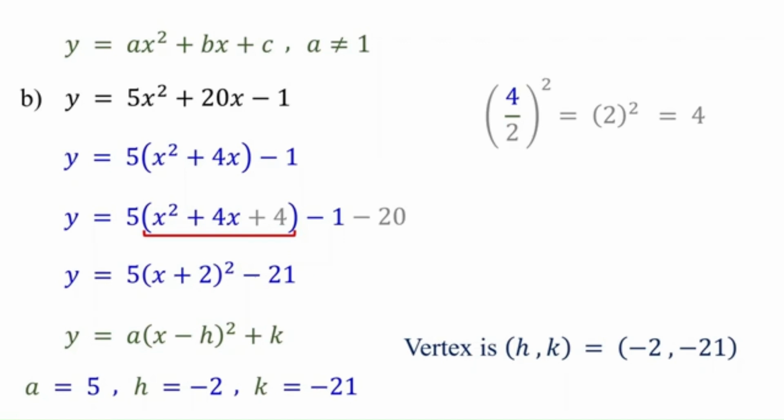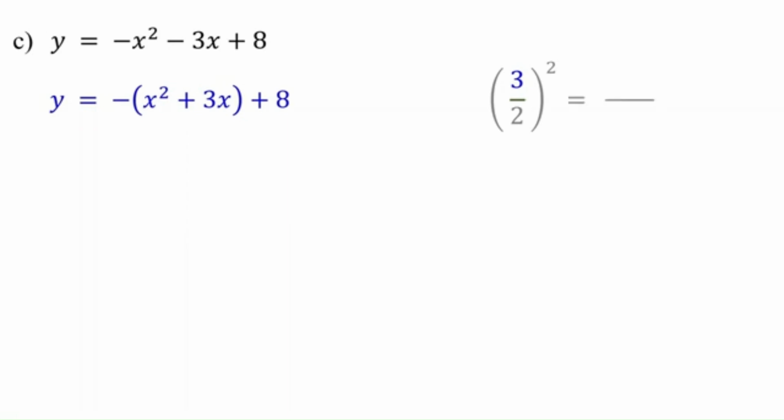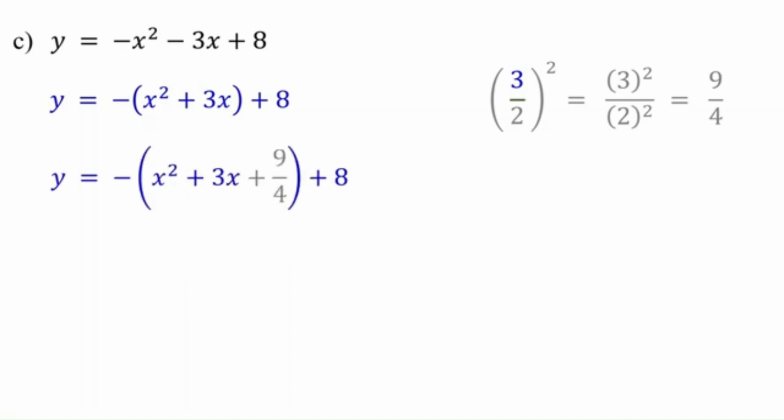Let's work on one more example with a leading coefficient different from 1 and also a bit challenging. The coefficient is -1, so our initial step is to factor it out from the variable terms. This gives us the negative of x squared plus 3x. Next, find half of the coefficient of the x term and square it. Since 3 does not divide evenly by 2, we leave it as a fraction. 3 squared is 9, and 2 squared is 4. Then, add this value to the variable terms inside the parentheses to complete the square. This is now a perfect square trinomial.